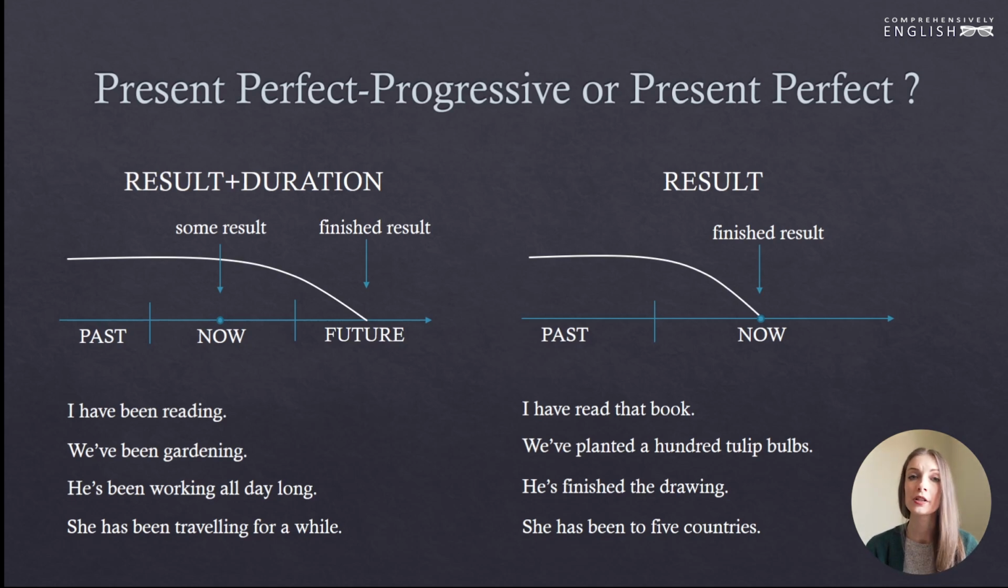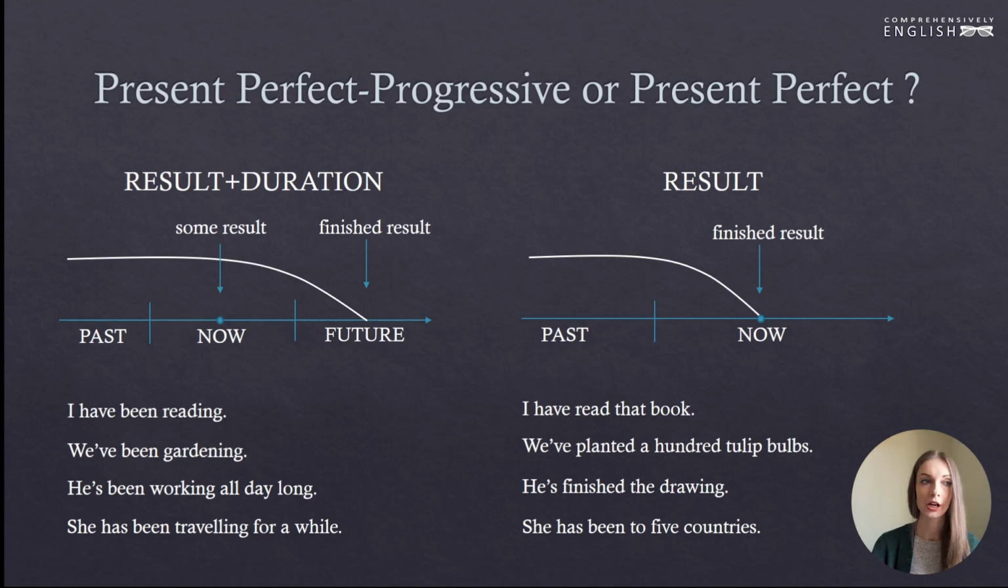When we speak about the present perfect, what we are interested in and what we can express with this tense is a finished result. It's something that we already have now and we consider it to be a complete thing. I have been reading for a while and I have read that book. We've been gardening and we've planted 100 tulip bulbs. He's been working all day long and he's finished the drawing. She has been traveling for a while and she has been to 5 countries.